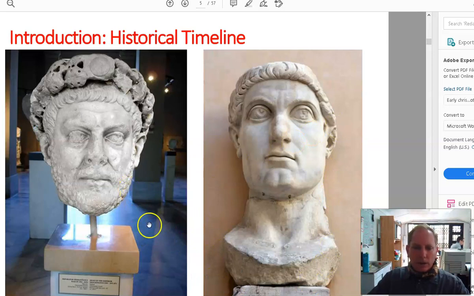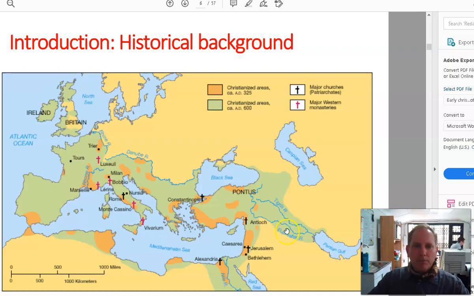You're not going to see these. This is Diocletian, and this is Emperor Constantine. They're funny looking fellows. Okay, so we can see the spread of Christianity. Around 325 AD, it was still in pockets all over the place. And then by 600 AD, it had spread basically throughout the civilized world, or what was called the civilized world in those days.